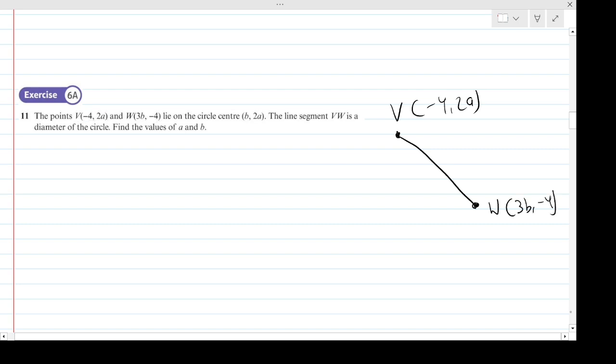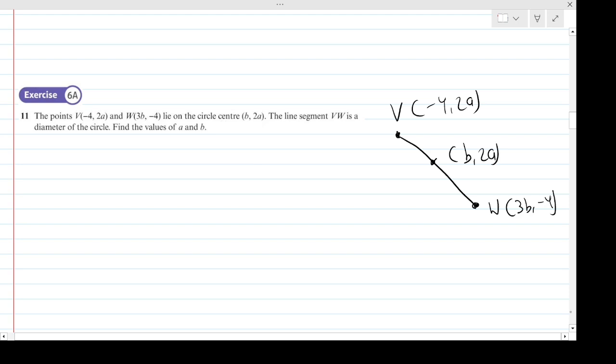It might not be exactly right. I'm not worried at this point about plotting the points accurately, like where the x value would be. I'm just trying to draw a generic line. But it doesn't really matter. Okay, so we have that sort of sketch, and we also know that this is VW. The line is a diameter, so that means the midpoint again is the centre. So the midpoint of this line is (b, 2a). Okay, so we're going to do the same thing then.